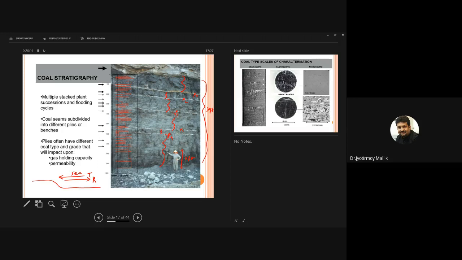And depending on the transgression and regression, the formation of whether a parting will be formed or whether coal will be deposited is actually being decided, right? So by looking at a coal stratigraphy from top to bottom and marking the partings, you can actually identify these cycles. And if you have a means of actually dating those cycles by biostratigraphy, for example, by looking into the fossil content of the samples, you should be able to date those cycles as well.